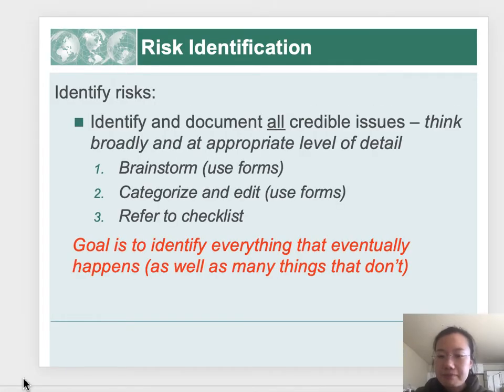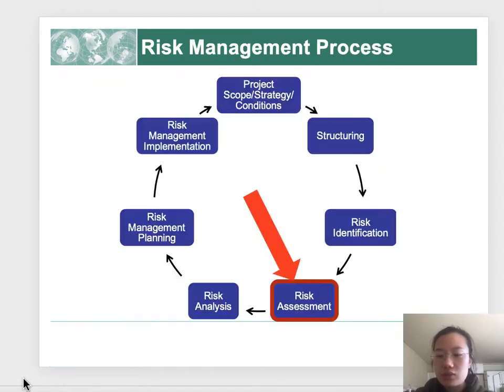Identify risks. Identify and document all credible issues. Think broadly and at an appropriate level of detail. Brainstorm, categorize and edit, and refer to checklists. Our goal is to identify everything that eventually happens, as well as many things that don't.